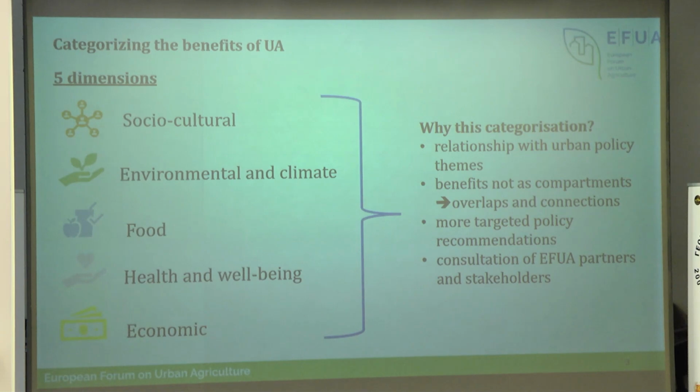The benefits of urban agriculture are manifold and concern different spheres of urban sustainability. Urban agriculture can contribute to the achievement of the main goals of the urban agenda and to several urban policy themes. For these reasons, we define 5 potential categories of urban agriculture benefits and unwanted effects: social and cultural, environmental and climate, food, health and well-being, and economic dimension. We classify and systematize benefits not as compartments, but following this main subdivision and considering different overlaps and connections between typologies and different types of benefits.